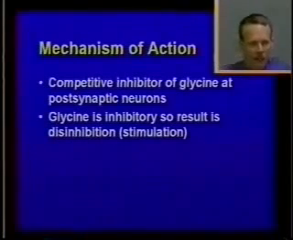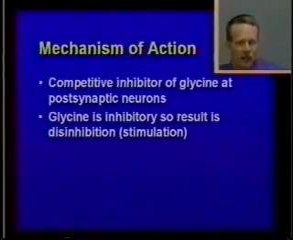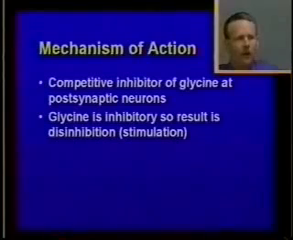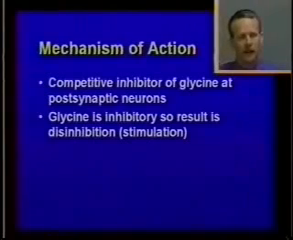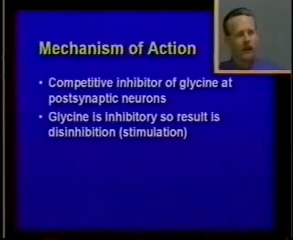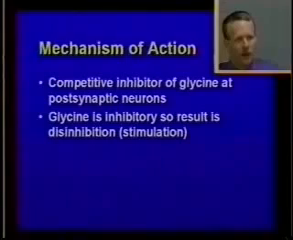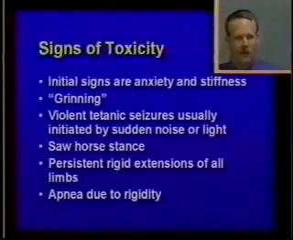Strychnine acts by inhibiting the action of glycine at postsynaptic neurons in the spinal cord. Glycine is an inhibitory neurotransmitter, and it's designed to control the firing of the neurons in the spinal cord. So if you inhibit the action of glycine, you're inhibiting an inhibitory transmitter, and the result is referred to as disinhibition, which results in stimulation of all the muscles that are innervated by those neurons. This ends up producing the signs that we see of strychnine toxicity.